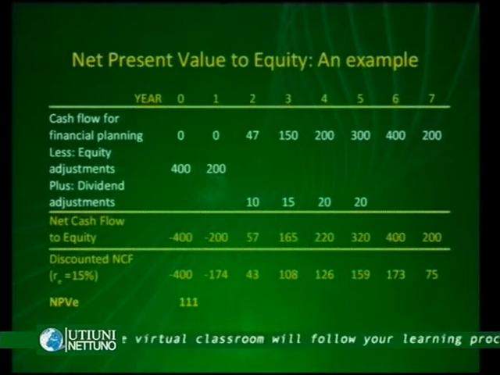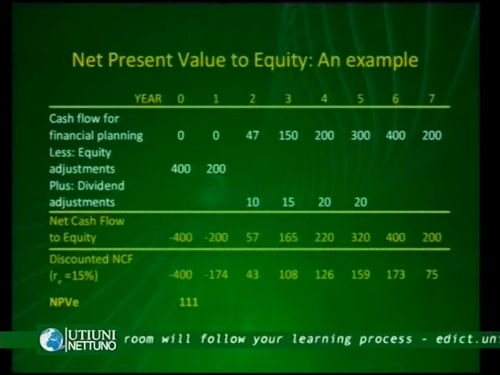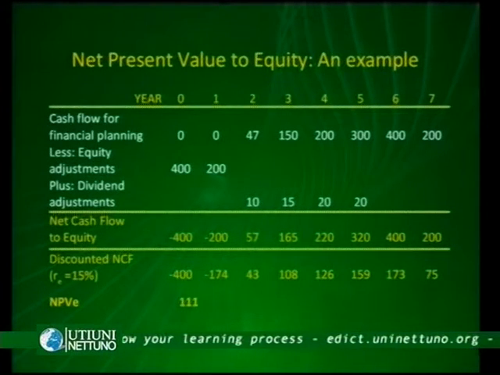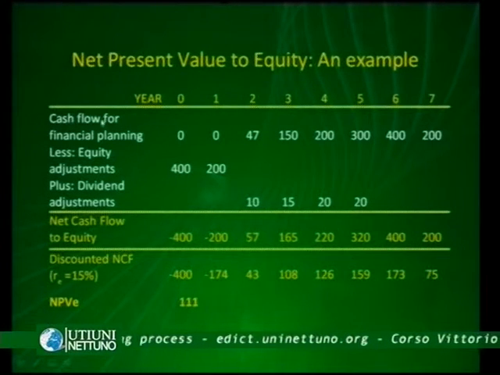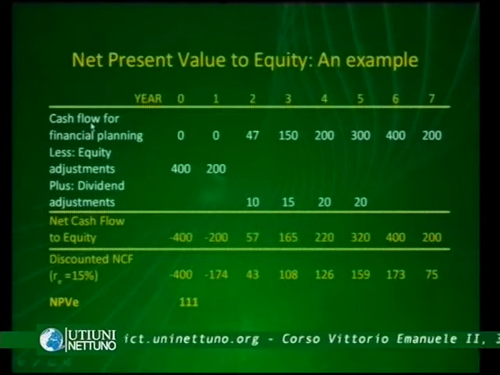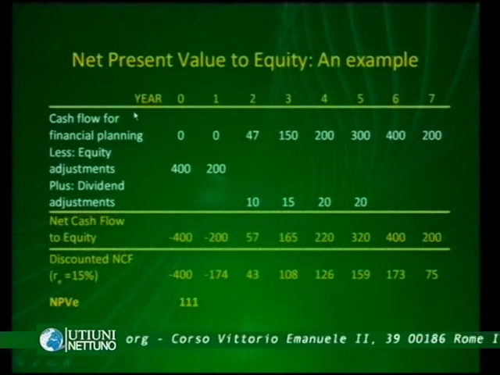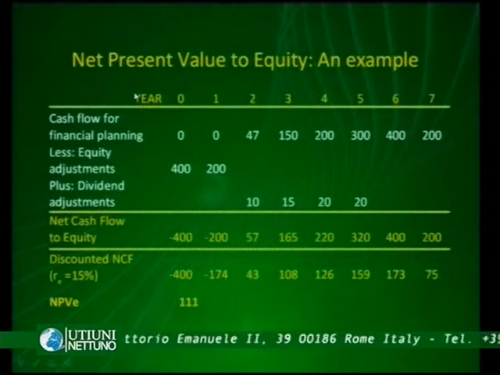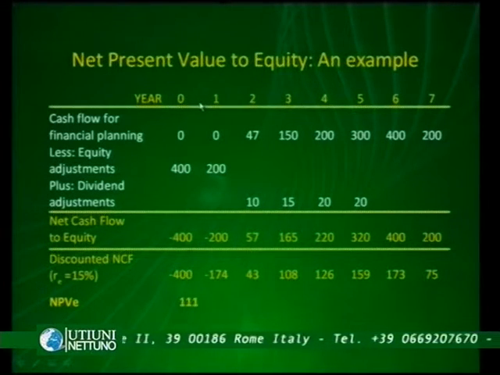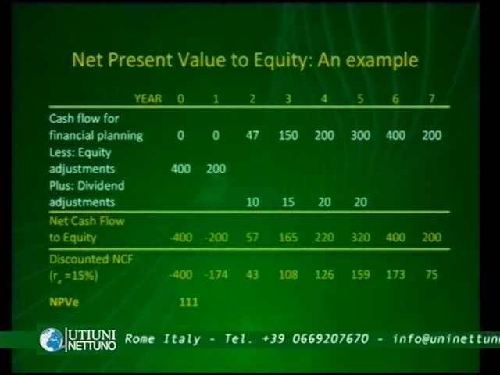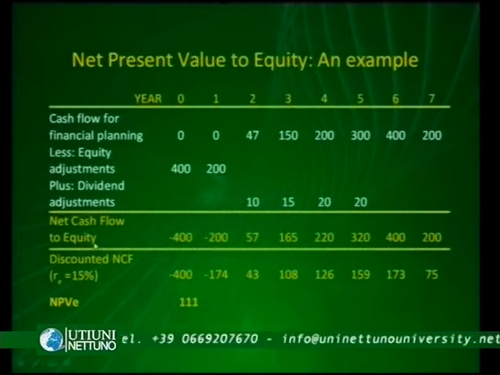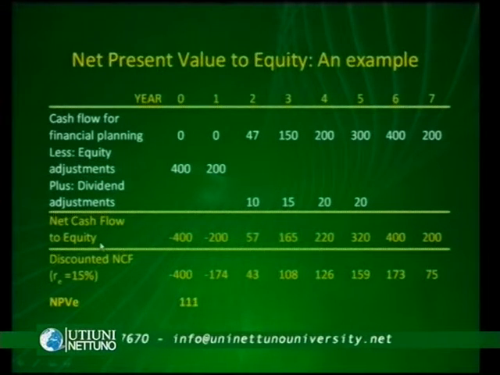So in order to make the calculation of net present value to equity clearer, here we provide an example of the calculation. Here we are assuming to evaluate, from the perspective of the shareholder, a project that has an expected life of 7 years plus an investment made at year 0. In order to calculate the net cash flow to equity, that is what we need for the formula of net present value to equity, we start from the cash flow for financial planning.